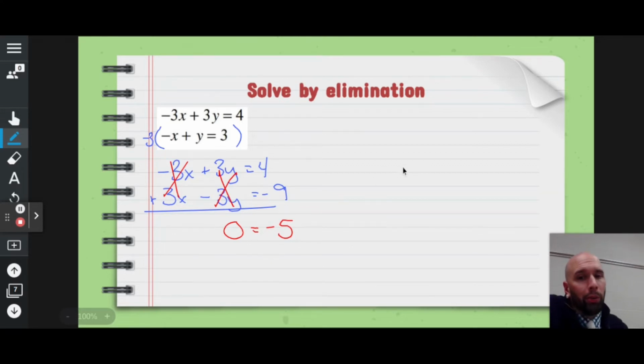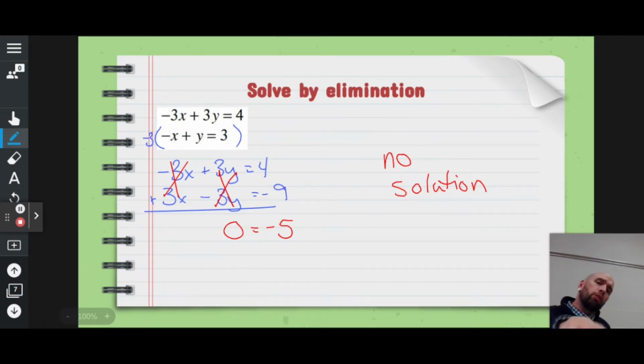It's a no solution. That's right. When using elimination or substitution, if your variables disappear and you're left with two numbers that don't equal each other, it's a no solution. If my variables disappear and I get a number equaling itself, like 5 equals 5, then that's the infinite solutions. But that didn't happen here.